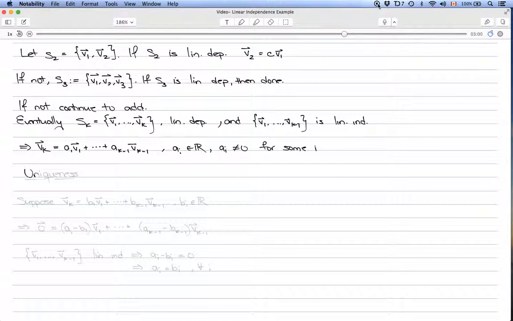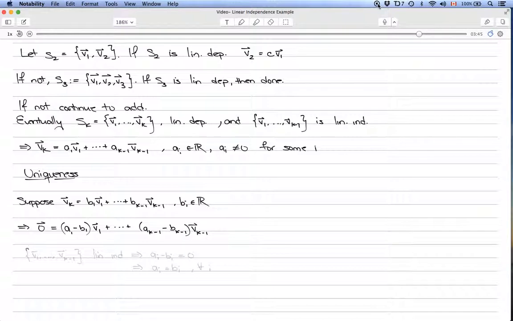Now let's show uniqueness. So we suppose that there's another linear combination of V sub k with the vectors before it. So we'll choose b1 V1 plus up to b sub k minus 1 V sub k minus 1, and the bi's are real numbers. Then subtracting the two linear combinations, we get that the zero vector is equal to (a1 minus b1) V sub 1 plus up to (a sub k minus 1 minus b sub k minus 1) V sub k minus 1.